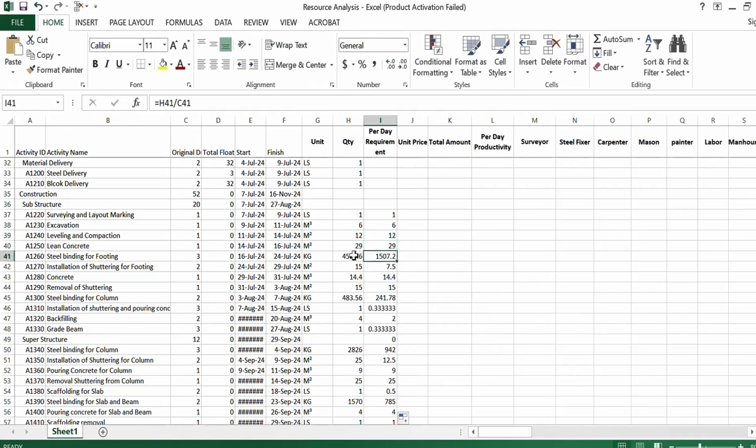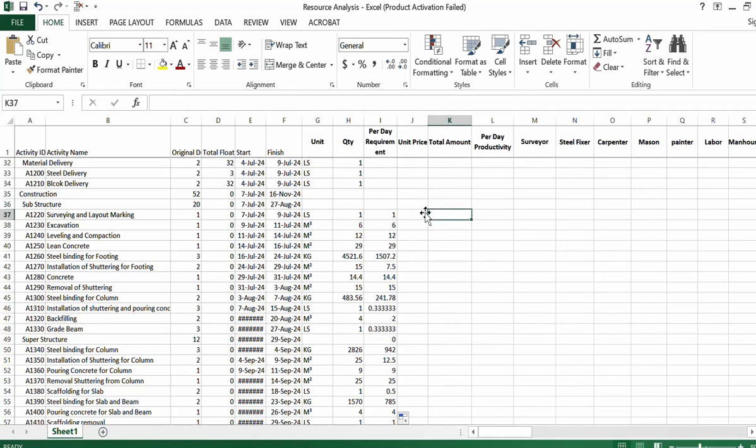Suppose the total steel quantity is 4521. We divide 4521 by the duration of 3, so per day we need 1507, the daily productivity for the steel binding.